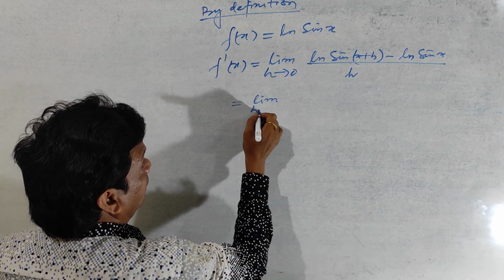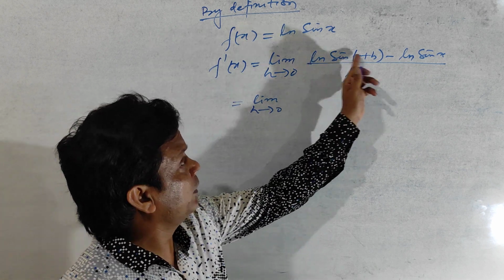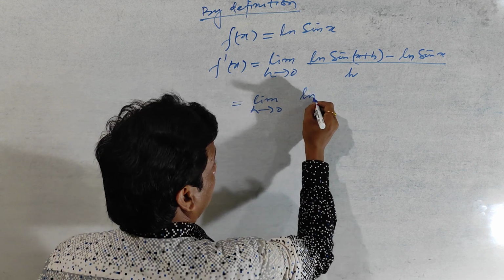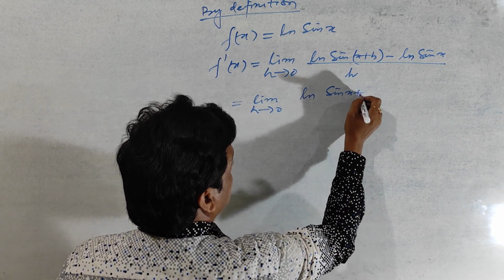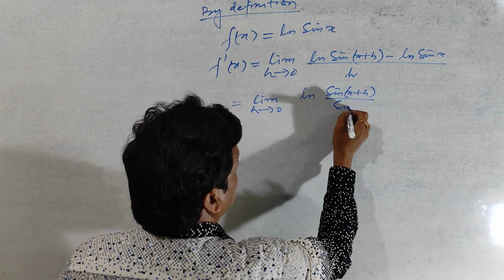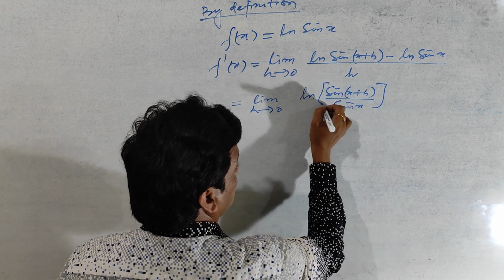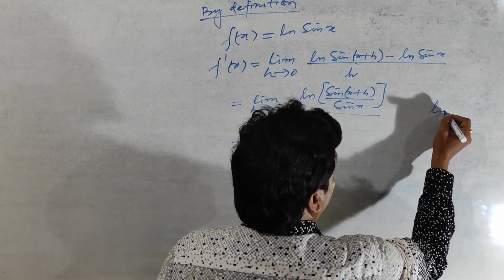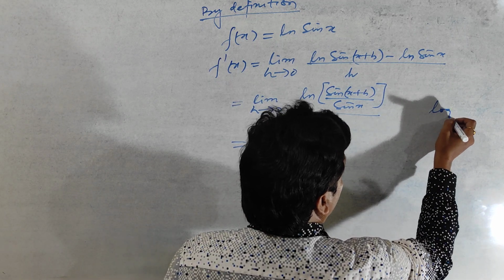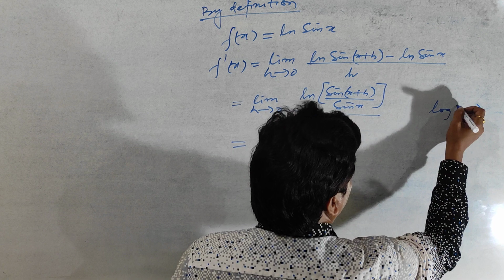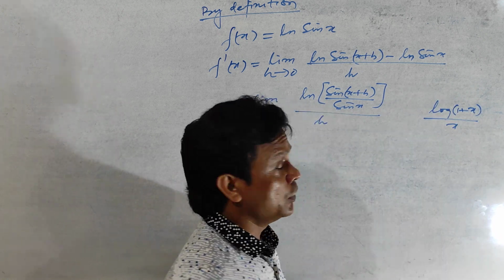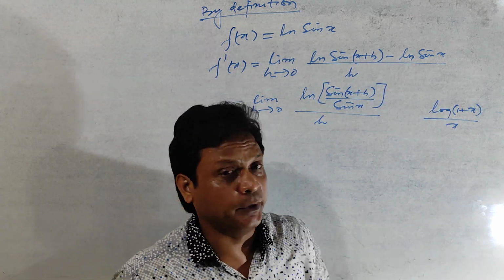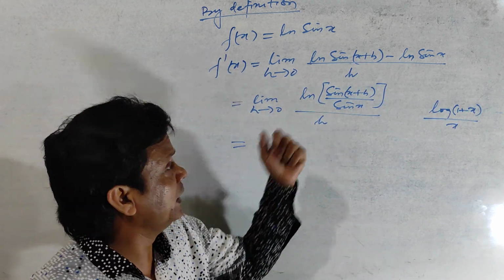So in the numerator it is in the form of log a minus log b. It is log a by b. Log of sin x plus h by sin x. Put a bracket here. Divided by h. And already I have told you the formula for log was log 1 plus x divided by x. Log 1 plus something, and that something should be in the denominator. So there is no 1 here.